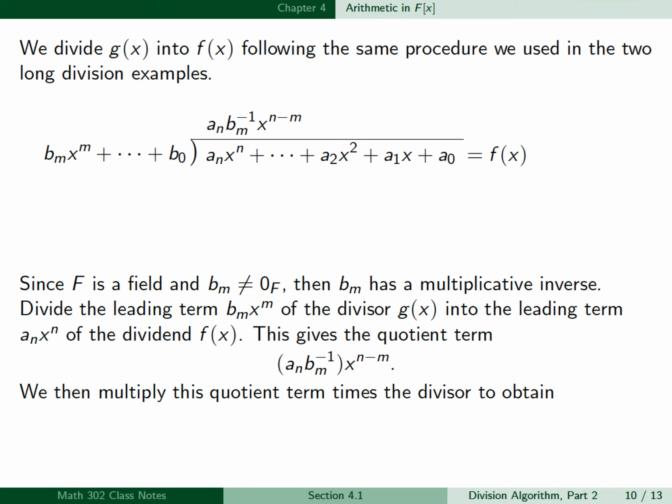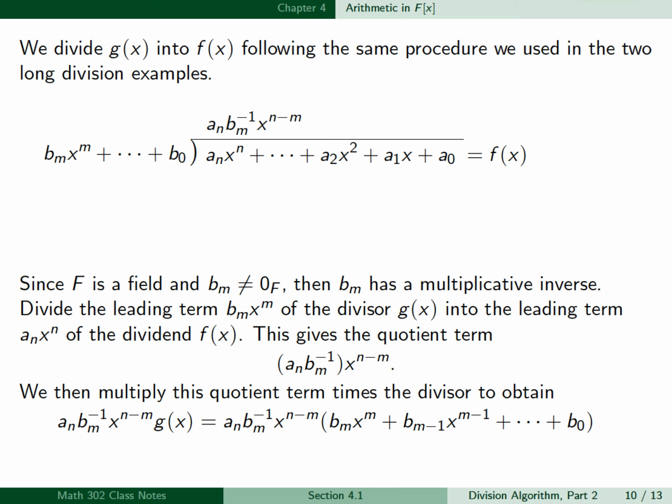Then we multiply this quotient term times the divisor to obtain a sub n b sub m to the negative 1 x to the n minus m times g of x. And substituting what g of x is, this is equal to a sub n x to the n plus a bunch of other terms that we're not particularly interested in. We're only interested in the first term, and in the first term, the b sub m to the negative 1 times b sub m cancel one another, and then x to the n minus m times x to the m results in x to the n. So our first term is the same as the first term in f of x. It's a sub n x to the n.